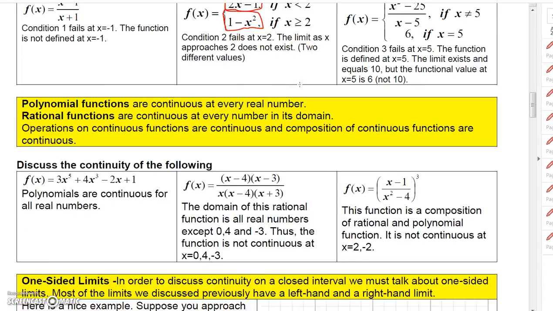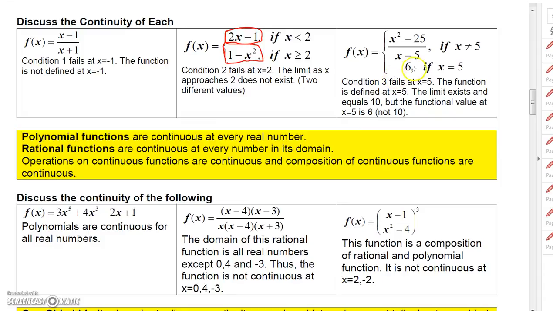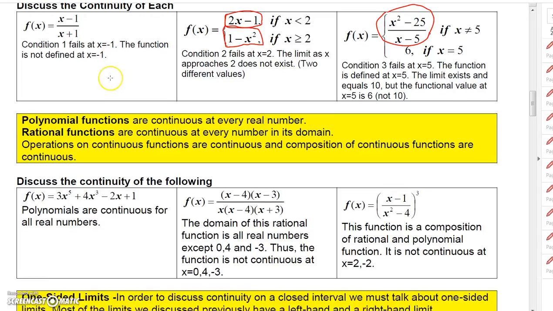So the limit does not exist as x approaches 2. And for this one, the function is defined at x equals 5, but if you actually used the replacement theorem and got this limit, it would actually equal 10. The limit of this as x approaches 5 is 10, but the functional value is 6. So the two are not equal.